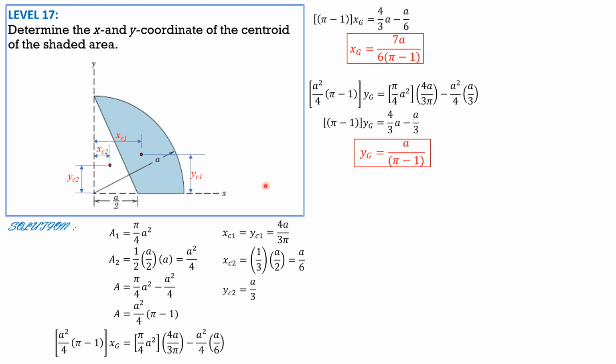So again, area 1 is area of quarter circle, pi over 4 a square. Then x sub c1 equals y sub c1 for quarter circle, 4r over 3 pi or 4a over 3 pi. Area 2, area of this triangle is 1/2 of a over 2 times a, so a square over 4. X sub c2 is 1/3 of a over 2, so a over 6. Y sub c2 is 1/3 of height a, so a over 3. This is the area, simplified form, then Varignon's theorem, you'll get these answers.